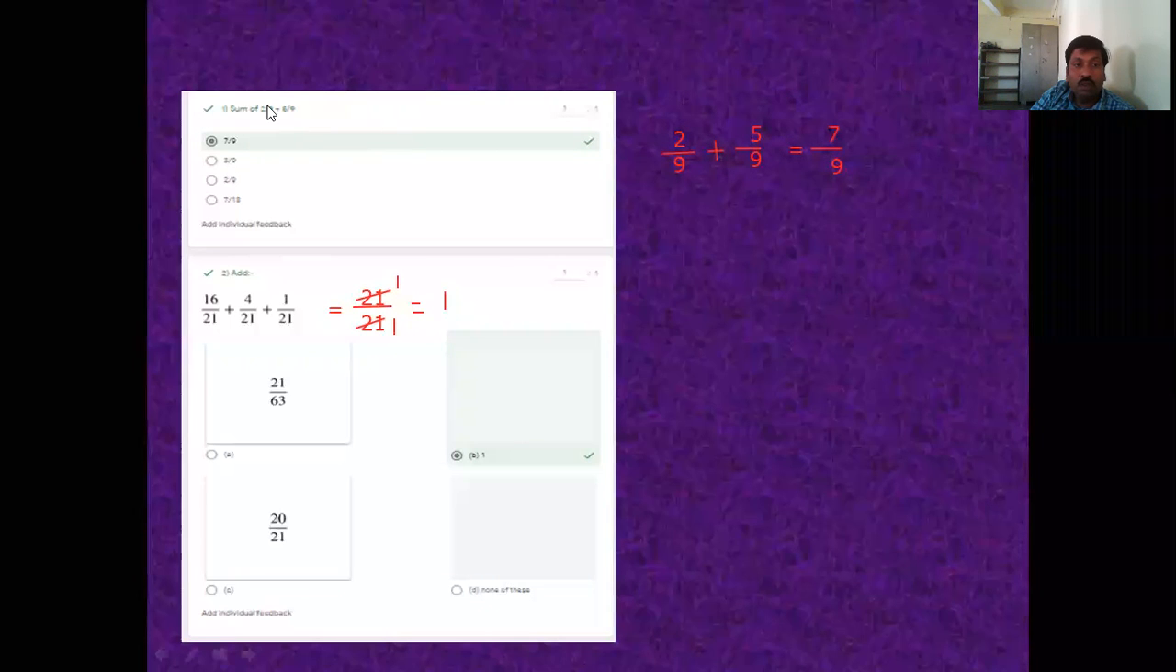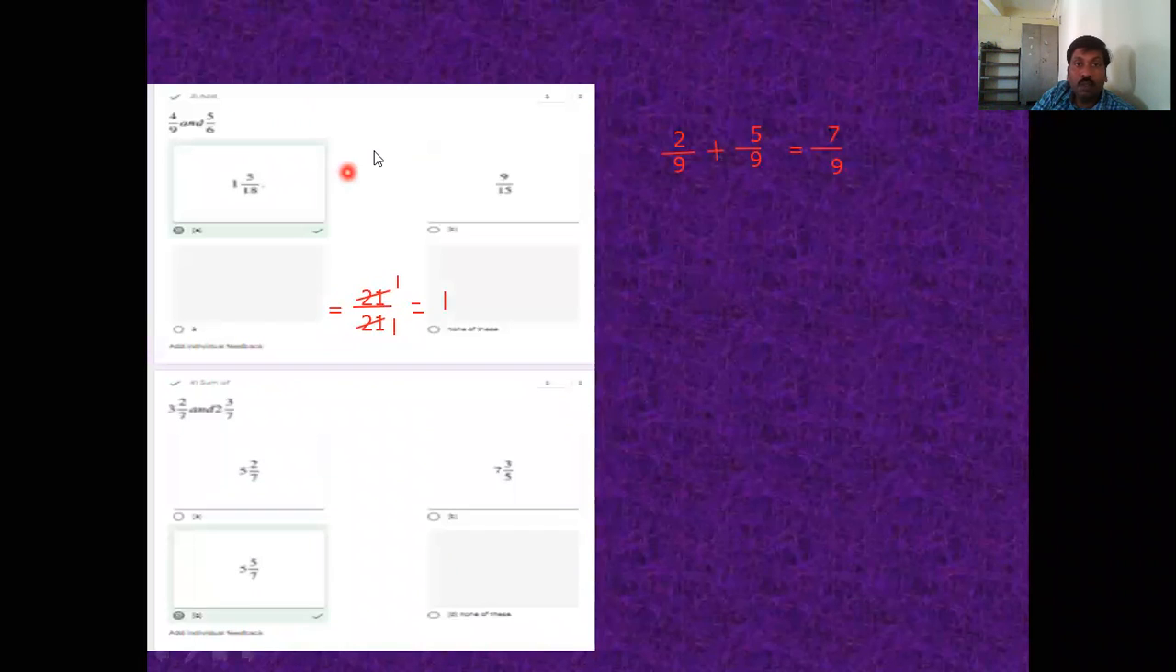Okay, understood? So in the first, here is the sum of two fractions, and here is the sum of three fractions. But the similarity between them is that these are like fractions. How can you say that these are like fractions? Like fractions are the fractions which have the same denominators.